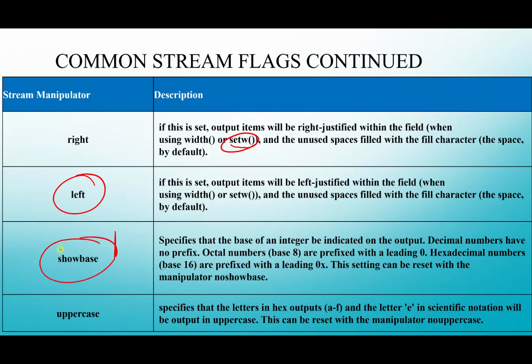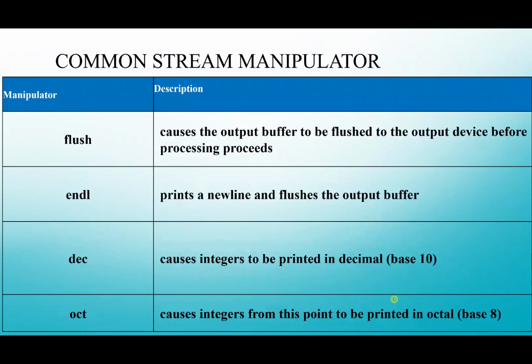Show base is going to show you the base you're using, like if it's decimal numbers with base 10, the one we use in real math, or the octal, base 8, binary, base 2, hexa, base 16, and so on. Uppercase is going to show the letters of the hexa, and you know the hexa is 0 to 9, A to F. So it's going to show A to F, those numbers in hexa, and by the way, the E in the scientific notation as uppercase.